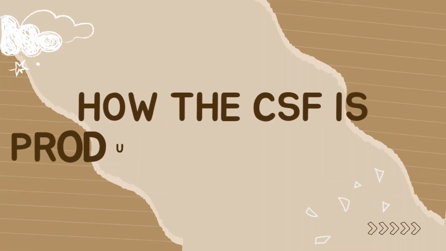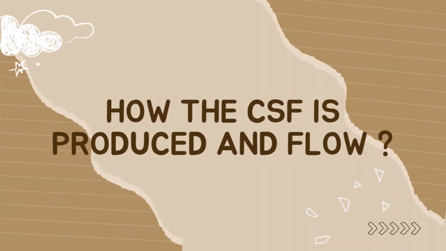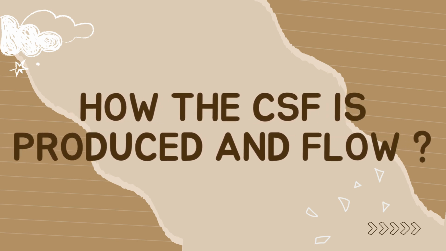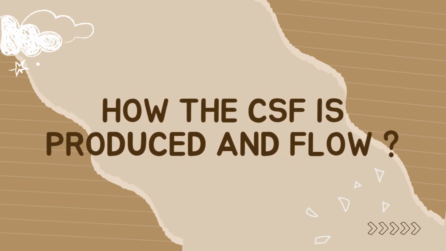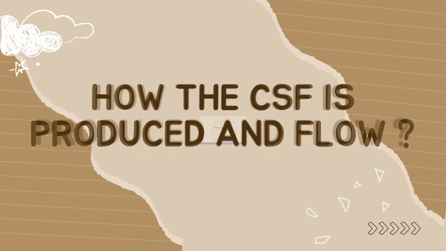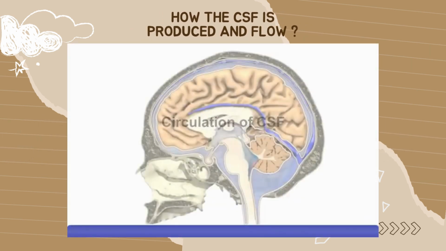Before we go through the pathophysiology of hydrocephalus, we need to know the normal mechanism of the CSF, including the production and the flow of the CSF. So how is the CSF produced and circulated? Let's see the video together.